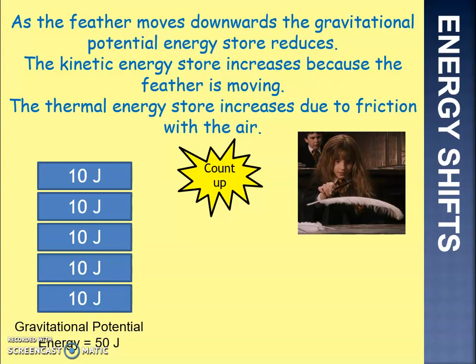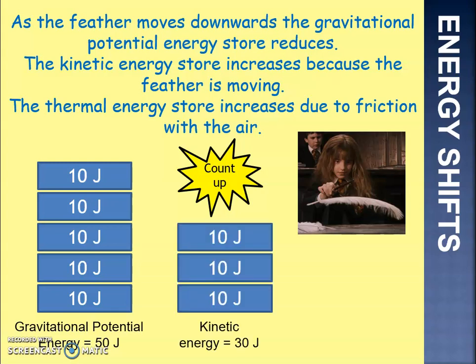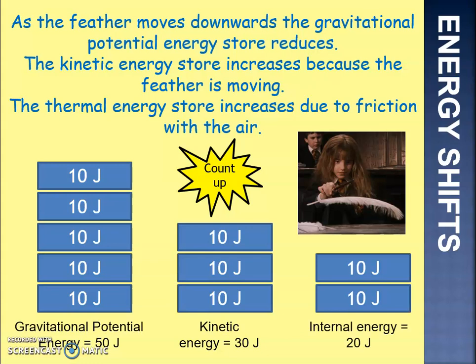So how much has been transferred to thermal and kinetic? Conservation of energy tells us 100 has been converted to that. When we look at kinetic, we can see that 30 joules have gone to kinetic energy. So how much must have gone to thermal energy? We know it's got to be 100 in total because energy is conserved, so it would be 20 as thermal energy.